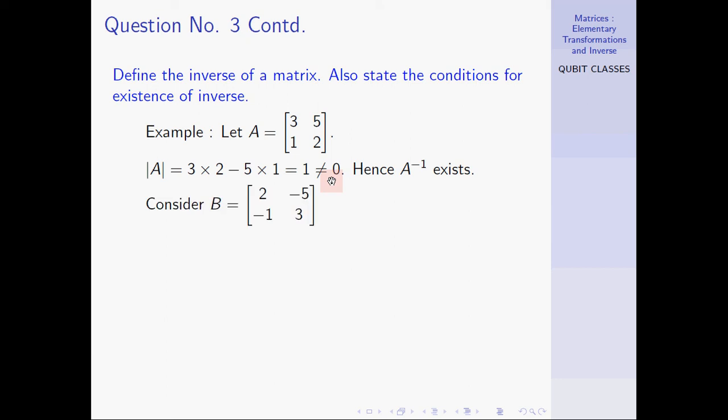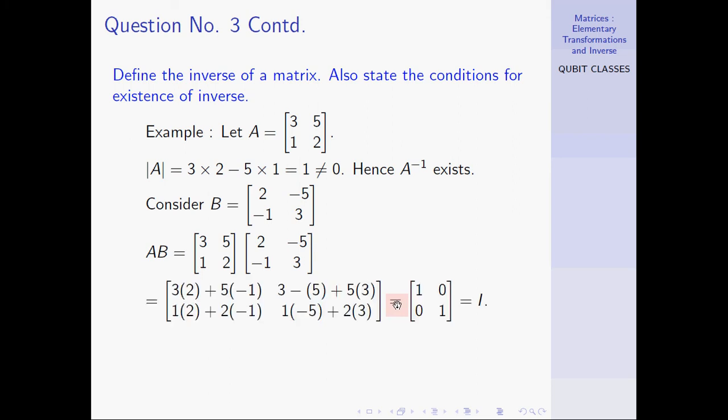Okay, now consider this matrix B, which is 2, minus 5, minus 1 and 3. This is also a 2 by 2 matrix. And we will check whether B is an inverse of A. So we will multiply A with B. Now in the previous video we have stated how to multiply two matrices.